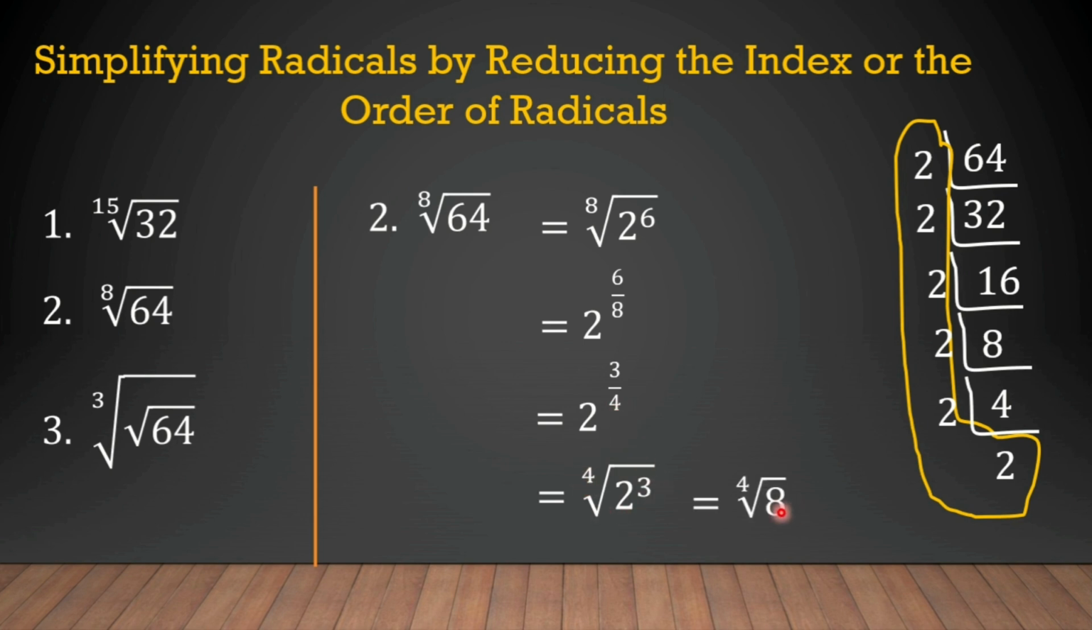2 raised to 3 is equal to 8, because 2 times 2 times 2 is equal to 8. So, the 4th root of 8. So, from the 8th root, it became the 4th root of 8.